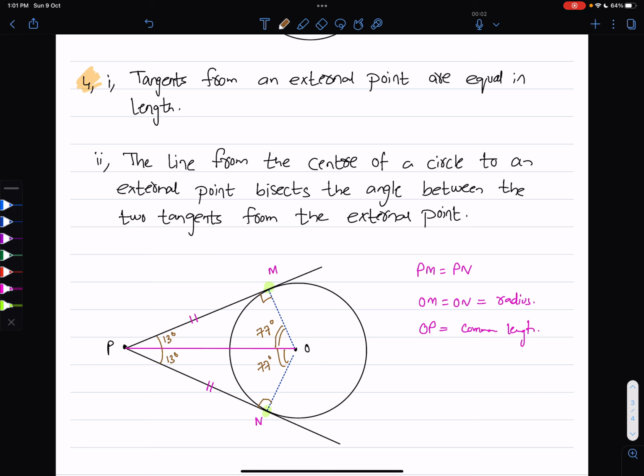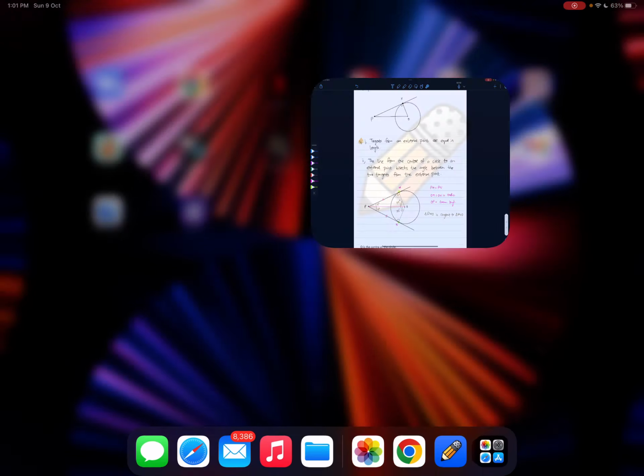Also you can notice that triangle PMO will be congruent to triangle PNO, because we have a right angle over here, this side and this side are equal in length, and this is a common length. So as per the RHS property, the two triangles are going to be congruent to each other. Alright, so that was your property number 3 and 4.